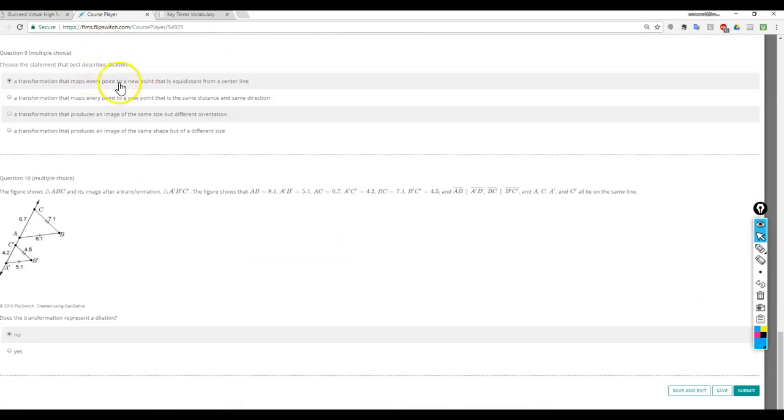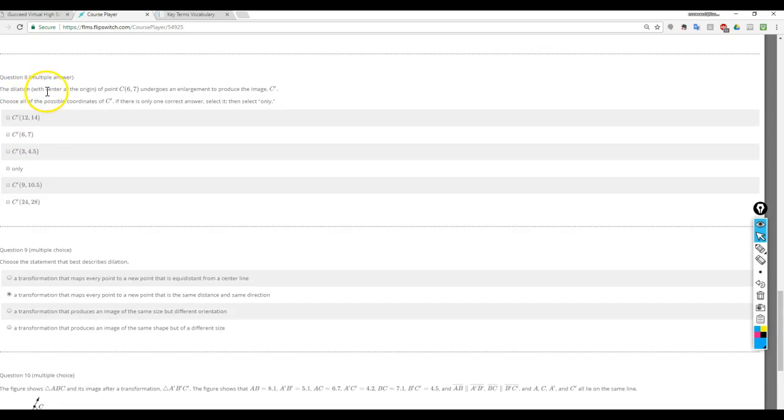So the one that is the best description of a dilation is the transformation that maps every point to a new point that is equidistant from a center line. A transformation that maps every point to a new point that is the same distance and same direction. So that is our best descriptor. Question 8. The dilation with center at the origin of point C at 6, 7 undergoes an enlargement to produce the image C prime. Choose all possible coordinates of C prime. There is only one correct answer. Select it, then select only.